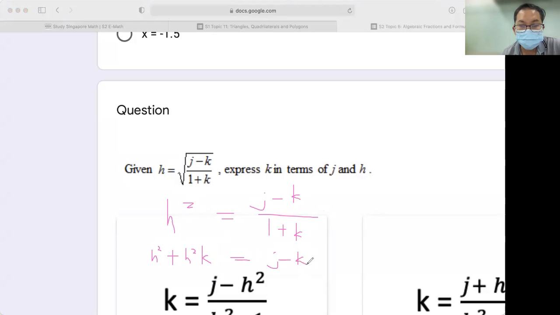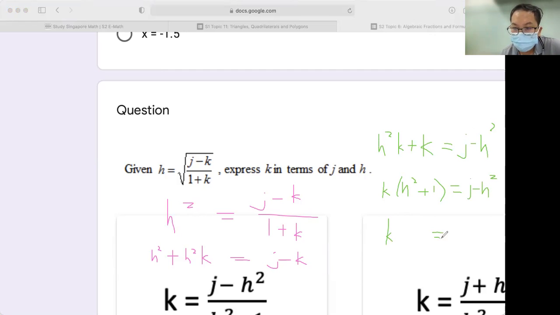Then since they ask for your k, all the k's you shift to one side, so you get h square k plus k. Those that are not k, bring to the other side, so you will get j minus h square. Then take out your k, so you are left with k times h square plus 1 equals j minus h square. Then last, your k equals j minus h square over h square plus 1. And that's the answer. Done.